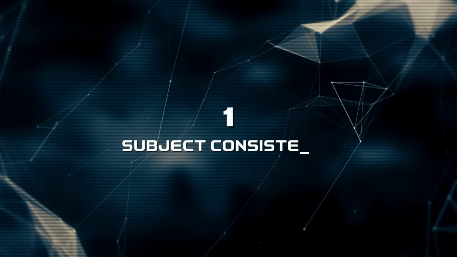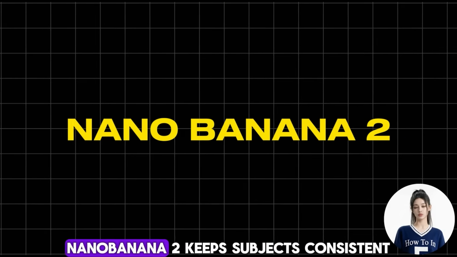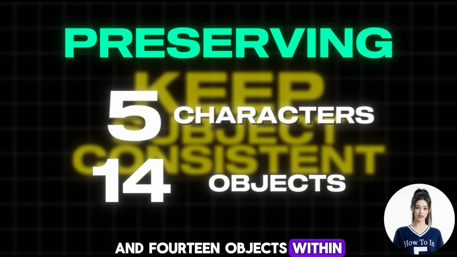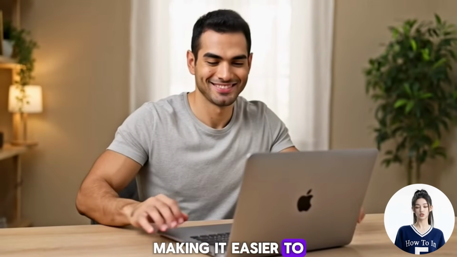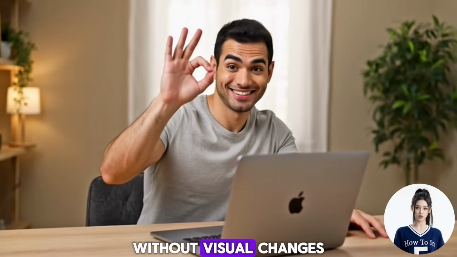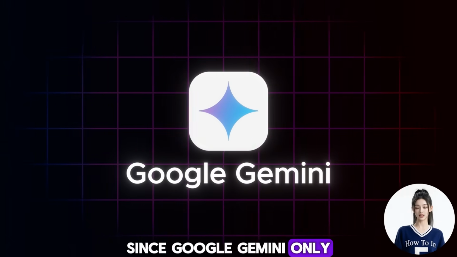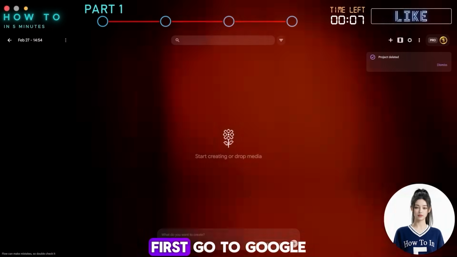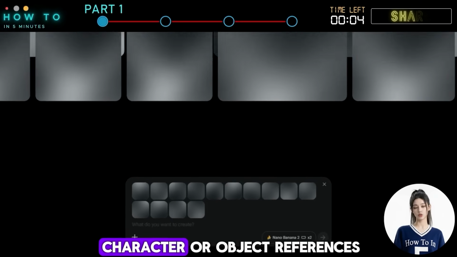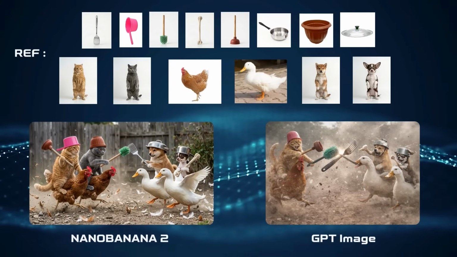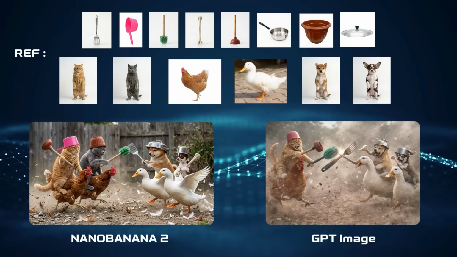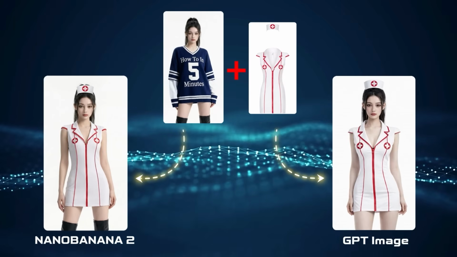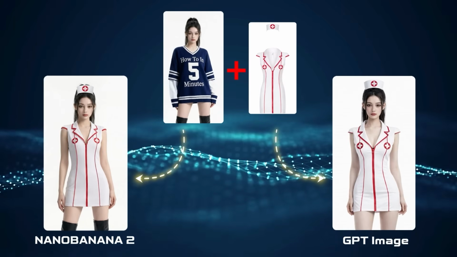1. Subject consistency. Nanobanana 2 keeps subjects consistent by preserving up to 5 characters and 14 objects within a single workflow, making it easier to storyboard and build narratives without visual changes. Since Google Gemini only allows up to 10 image references, in this section we will use Google Flow. First, go to Google Flow and upload your character or object references. Here is the test result using 14 references. And here is how it compares to the ChatGPT image results in terms of consistency.